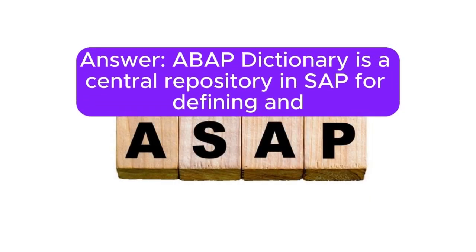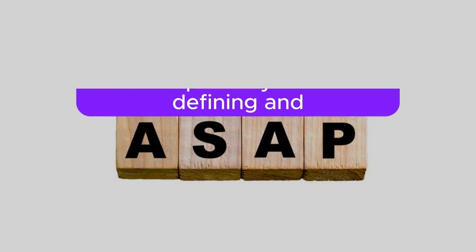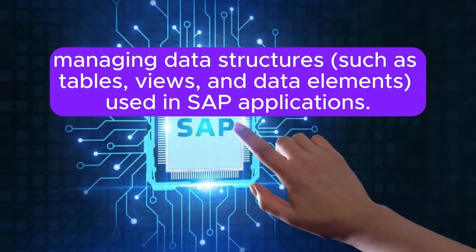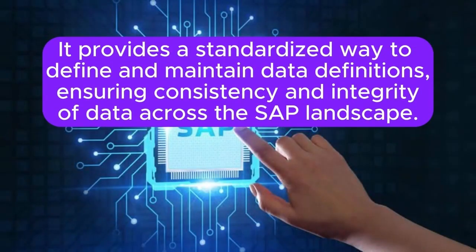49. Can you discuss the role of ABAP dictionary in SAP development and customization? Answer. ABAP dictionary is a central repository in SAP for defining and managing data structures such as tables, views, and data elements used in SAP applications. It provides a standardized way to define and maintain data definitions, ensuring consistency and integrity of data across the SAP landscape.